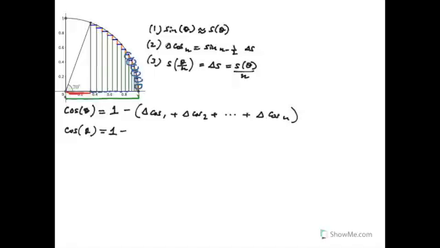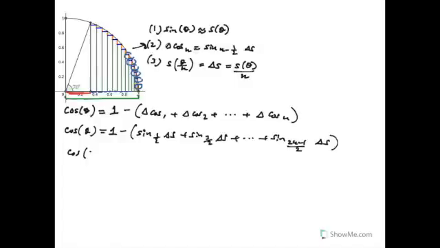Now we have a formula here, the second one. With that, we can replace these delta cosine n's with sine 1/2 delta s plus sine 3/2 delta s plus all the way up to sine, we'll call it 2n minus 1 over 2 delta s. And now I can factor out the delta s.